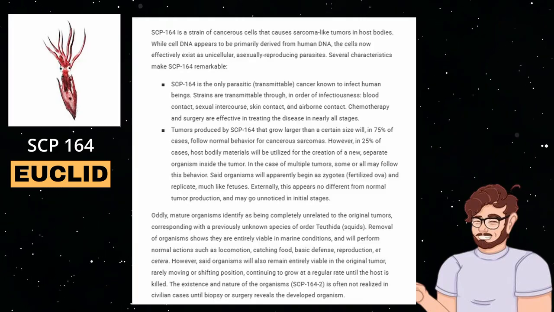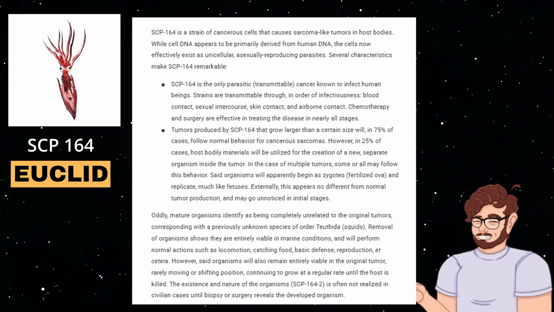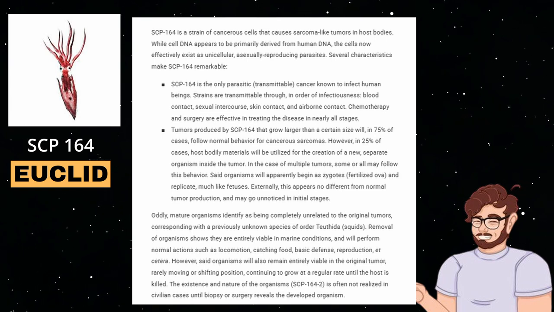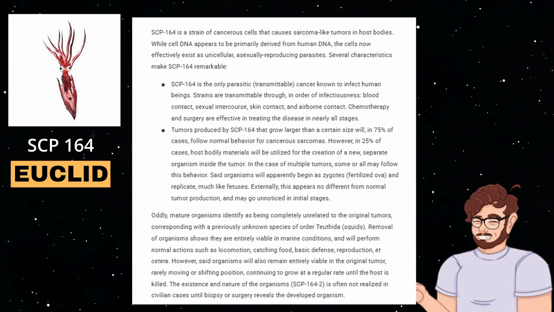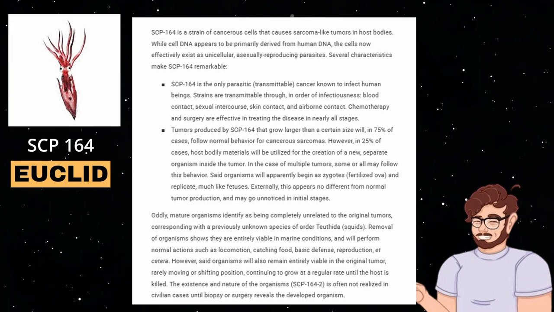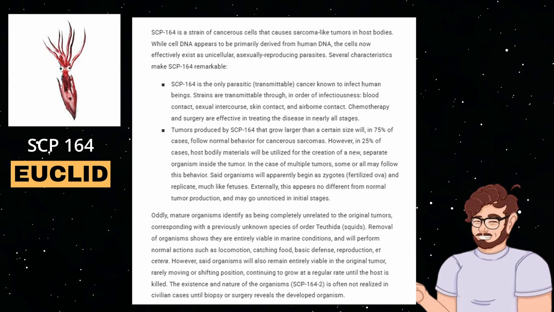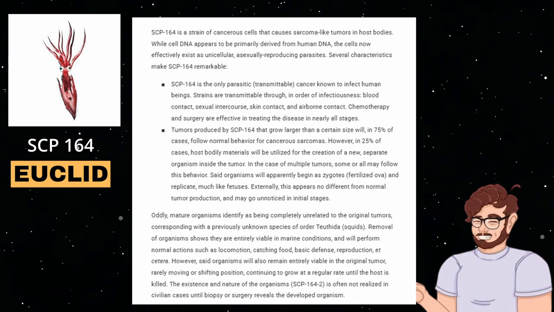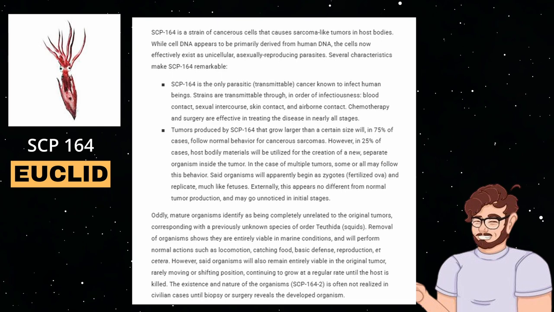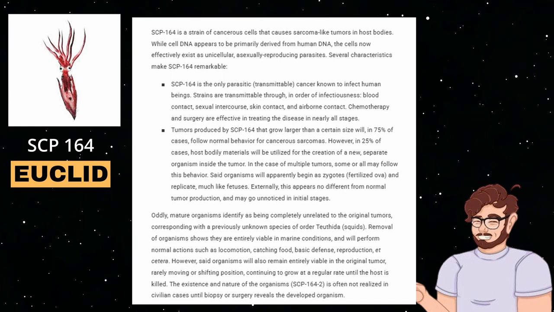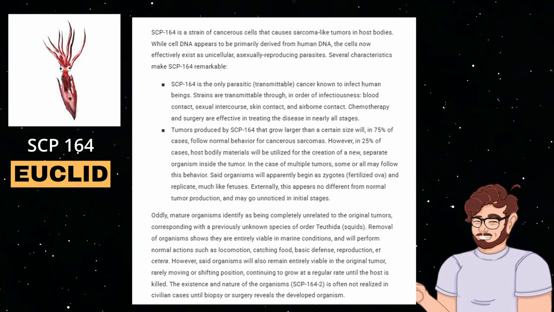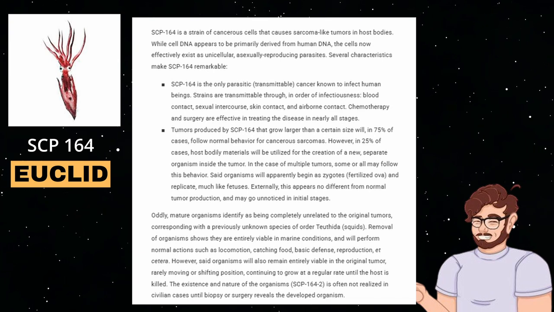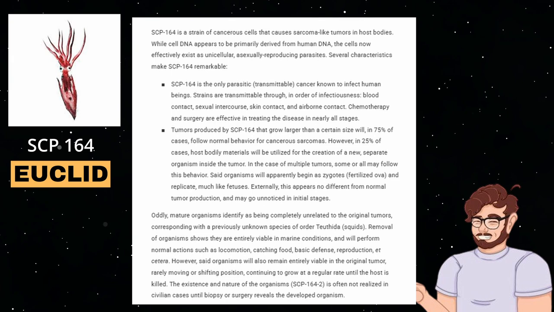SCP-164 is a strain of cancerous cells that causes sarcoma-like tumours in host bodies. While cell DNA appears to be primarily derived from human DNA, the cells now effectively exist as unicellular, asexually reproducing parasites. Several characteristics make 164 remarkable. 164 is the only parasitic transmittable cancer known to infect human beings. Strains are transmittable through, in order of infectiousness, blood contact, sexual intercourse, skin contact, and airborne contact.